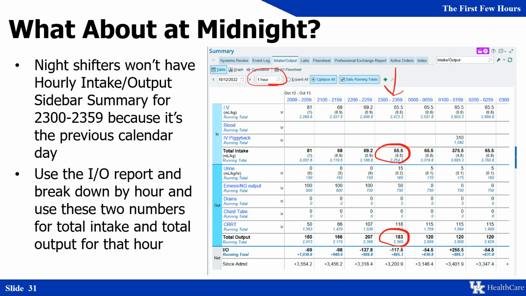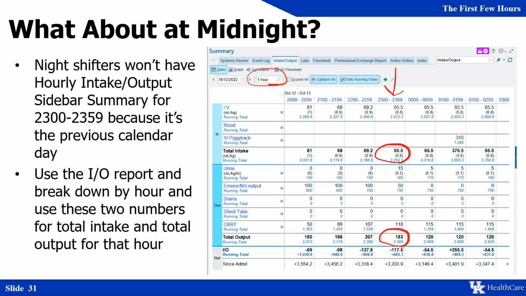So what about midnight? For people who work night shift, you will not have the sidebar summary for 1 hour of your shift, from 23:01 till midnight, because the sidebar summary only does the current calendar day. And of course, you'll be charting midnight for technically the day before. So in order to get these numbers, don't do math. We don't want you to have to do any math.